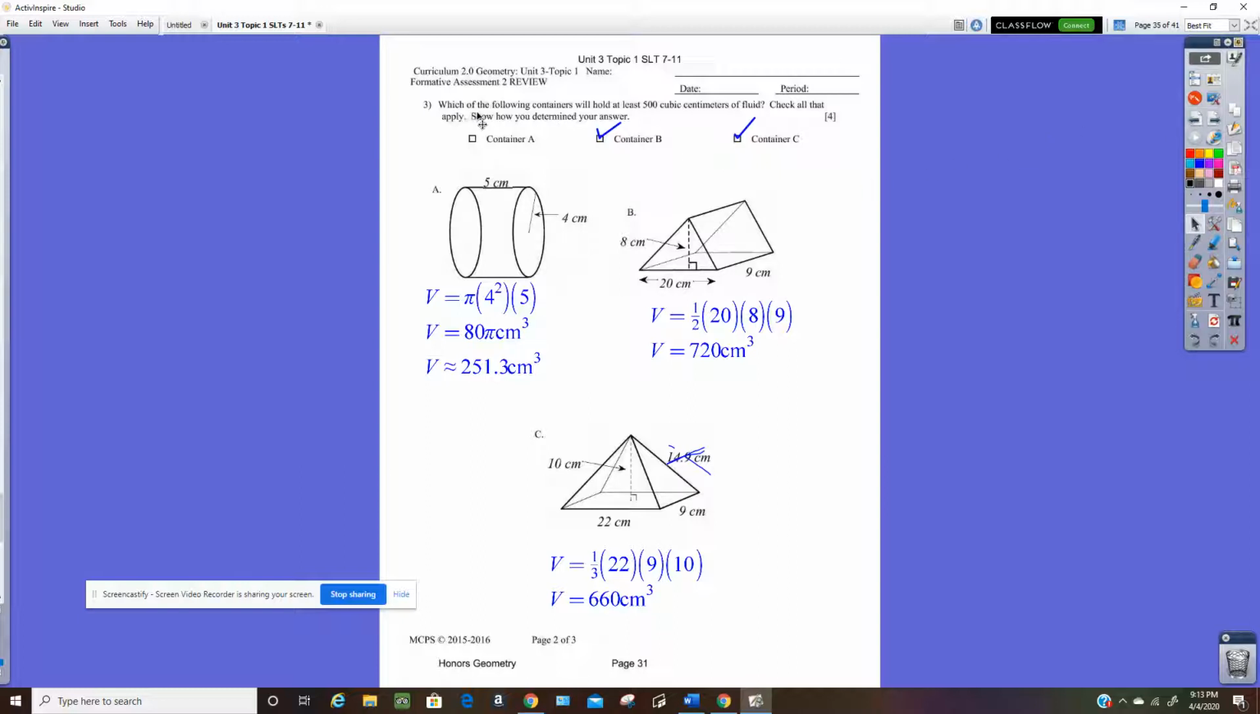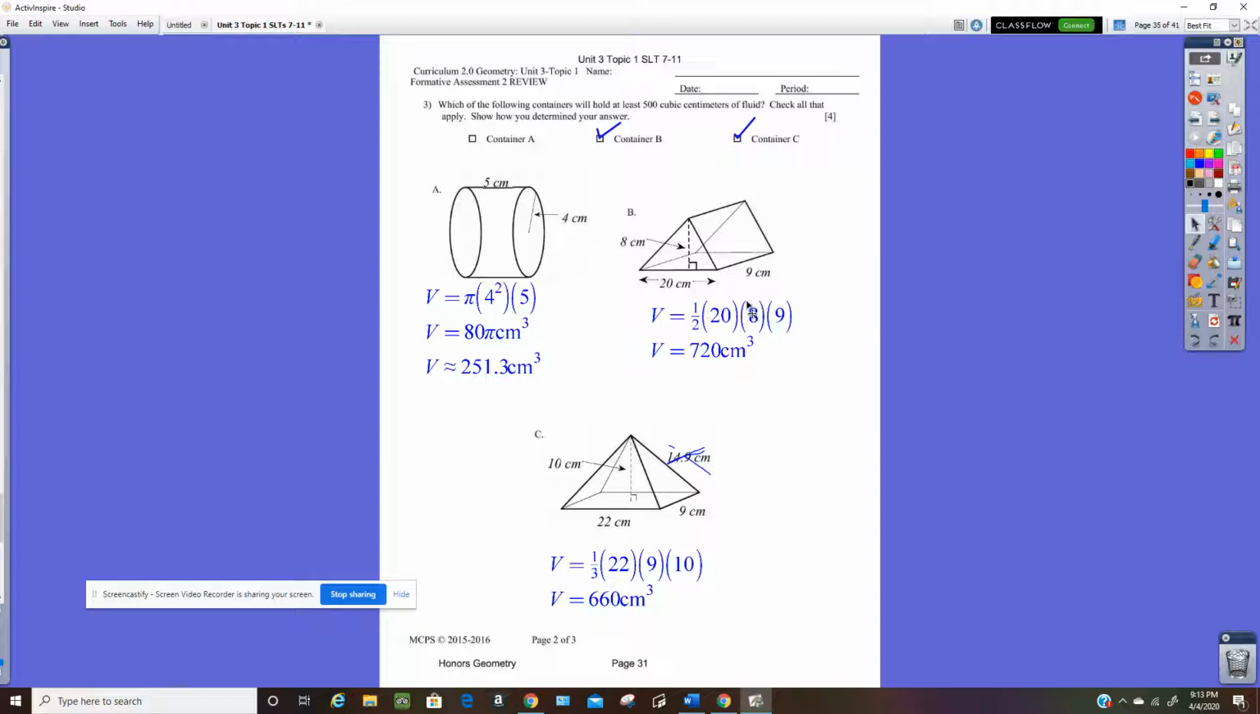Oops. So which of the following containers will hold at least 500 cubic centimeters of fluid? So the way I did that problem is pi r squared h for the cylinder. So pi times 4 squared times 5 is 80 pi cubic centimeters, approximately 251.3 cubic centimeters. And then the triangular prism, the area of the base would be a triangle where the base of the triangle is 20 and the height of the triangle is 8.